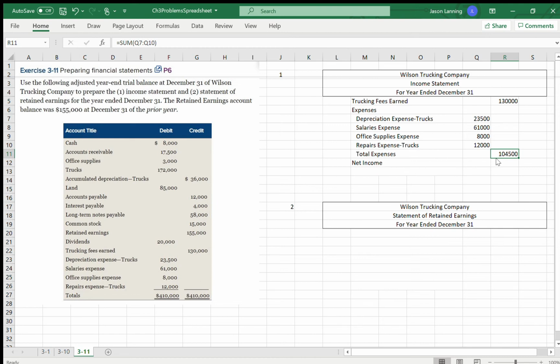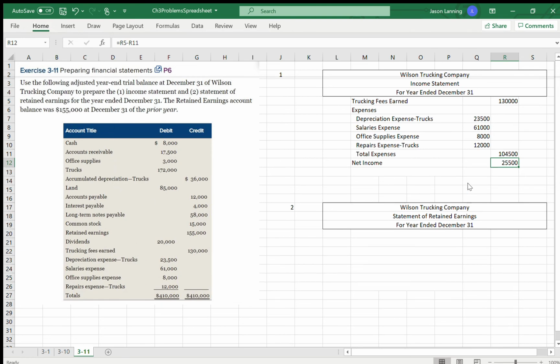And then we have our net income. So basically, we're looking at revenues, which is this, minus expenses. So we have net income of $25,500. And we'll double underline this because we should. This tells us this is our end result. 25,500 is our net income. Okay, so there's our income statement.